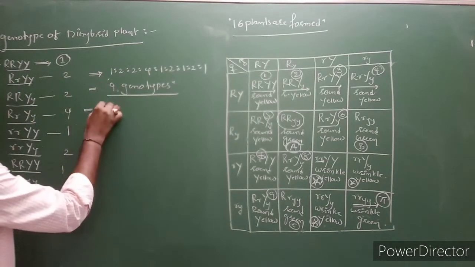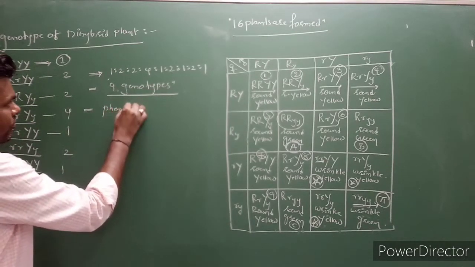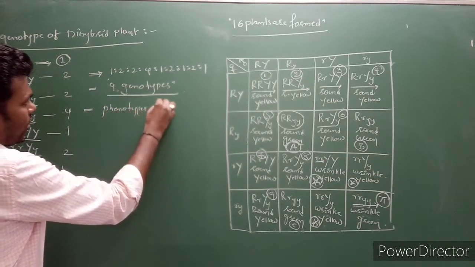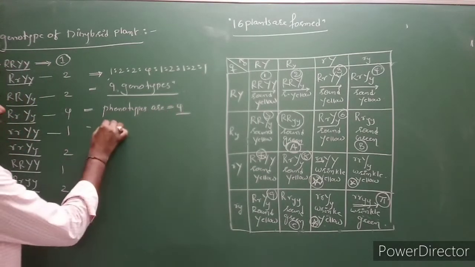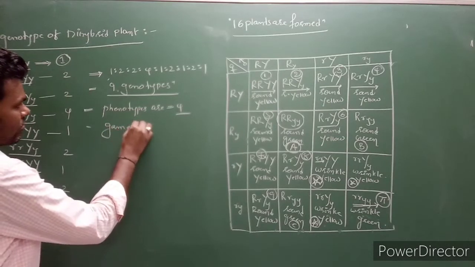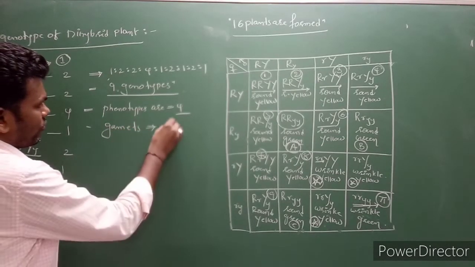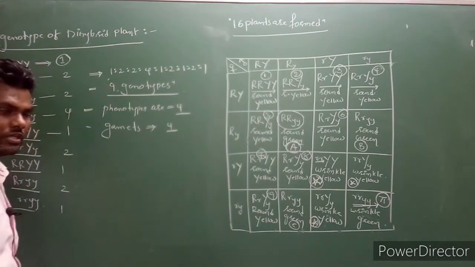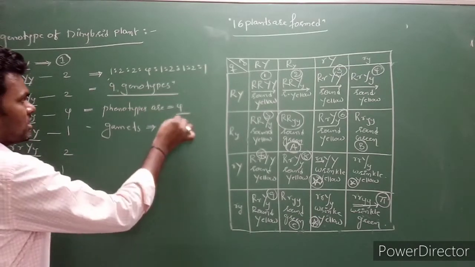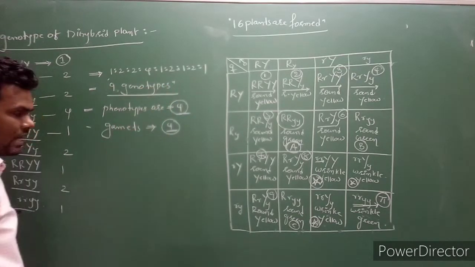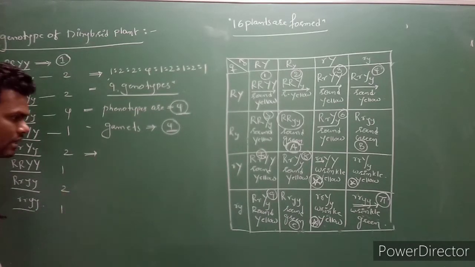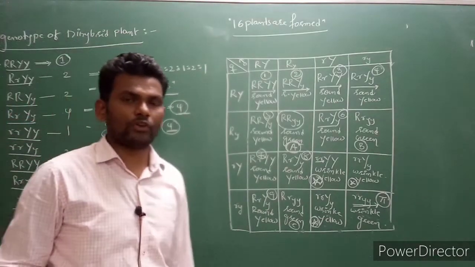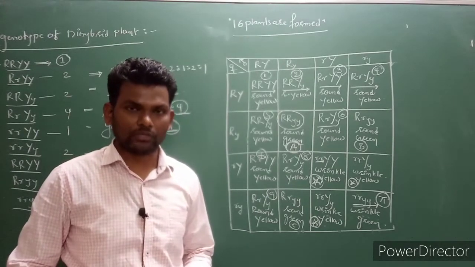How many phenotypes are formed? Four phenotypes are formed. And how many gametes are formed? Four gametes are formed. Mostly the gamete number is equal to the phenotype character number. Okay, so this is the entire explanation regarding dihybrid cross: class number, phenotype ratio as well as genotype ratio.